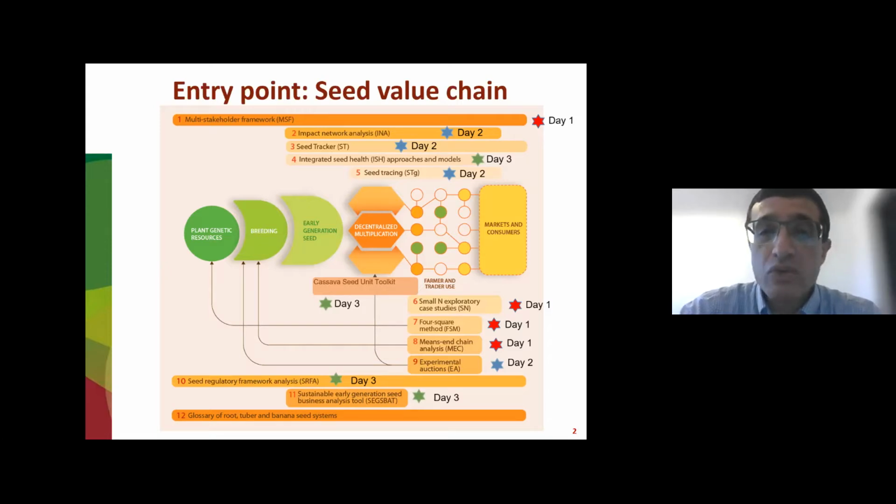And today we are going to cover the integrated seed health approaches and models. So it's about degeneration, about pests and diseases. Cassava seed unit toolkit from our colleagues from Context, seed regulatory framework analysis, and the sustainable early generation seed business analysis tool. So with this, we described all the tools from our toolbox.